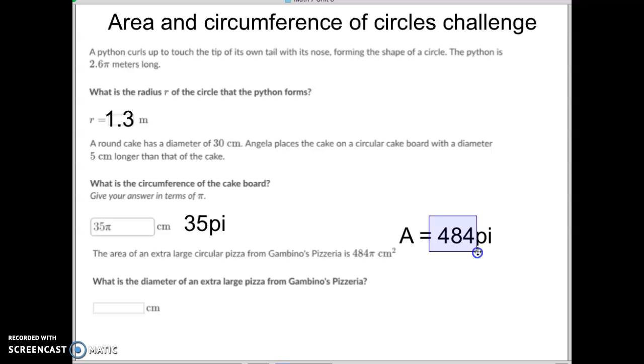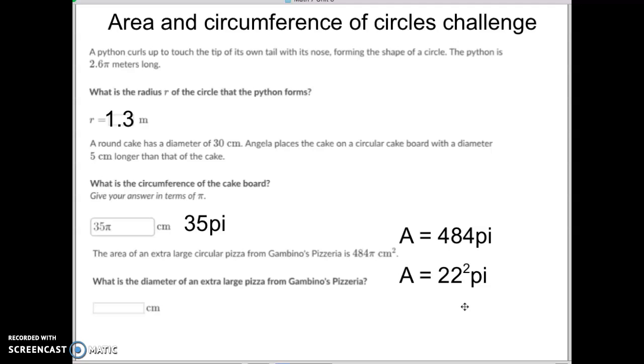Well, 10 times 10 is 100, so that's not it. 20 times 20 is 400. Hey, we're getting closer. You know what it turns out to be? It turns out to be 22 times 22. There's a button on your calculator called the square root button. You can take the square root of 484 to get that, or you can just do guess and check. Keep thinking what times itself equals that number. In this case, I did the guess and check. So 22 is our radius.